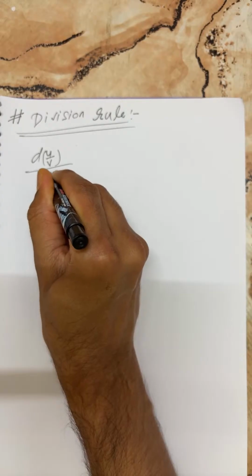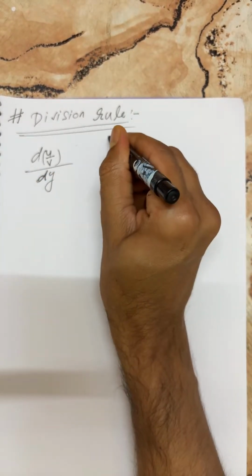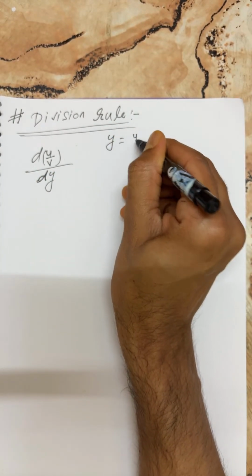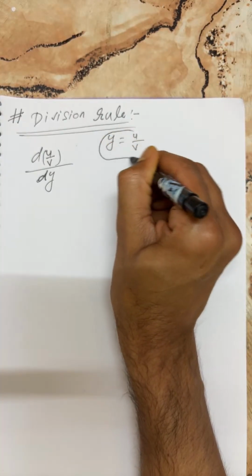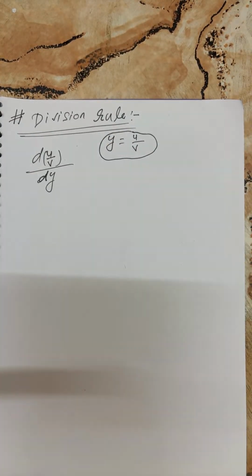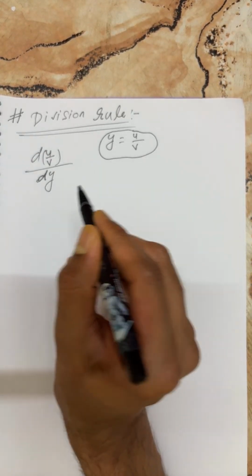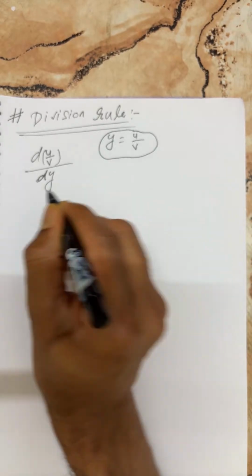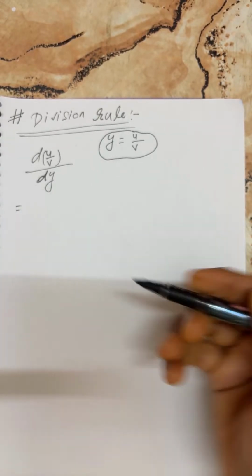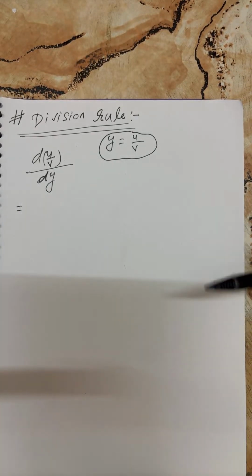u by v upon dx. You can take students, y is equal to u by v. So how can we do it? First, we understand the formula, which is highly important here. The process remains the same, but there is a little change with respect to the product rule and this rule.